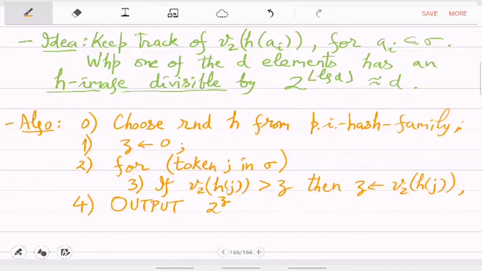So, by the intuition, by the idea, you should output 2 raised to Z, but maybe this may not give a good error probability. So, let us increase it slightly. Output maybe an overestimate, Z plus 0.5. So this is 2 power that.